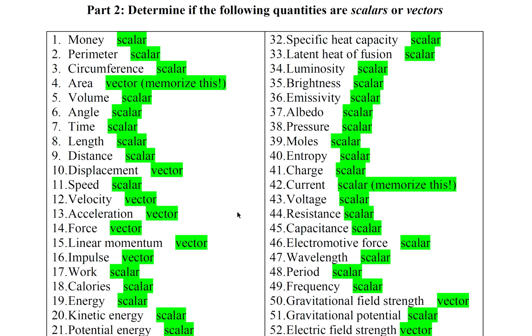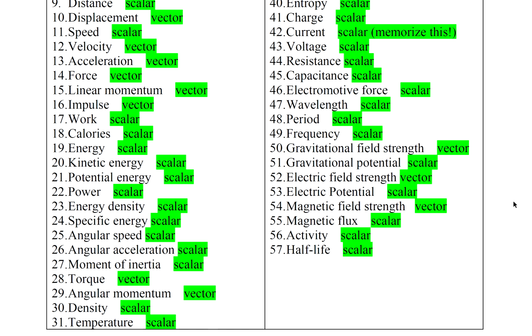Question 32, specific heat capacity, that's a scalar. It's just a number. Question 42, current is a scalar. Memorize that, because you might say, well, the current might be 0.2 amperes east or 0.2 amperes west. But we define current to be a scalar. There's more to it, which we don't need to get into. Question 56 and 57 is about radioactivity. Half-life and activity is a scalar.